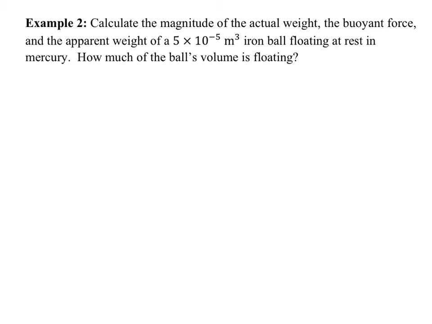The first one says, calculate the magnitude of the actual weight, the buoyant force, and the apparent weight of a very small iron ball, like a ball bearing. If you've ever seen BBs before, you know a BB gun? Those small metal spheres? This is like a BB right here. This is the volume of a BB. So this BB is made up of iron, and it's sitting in mercury.